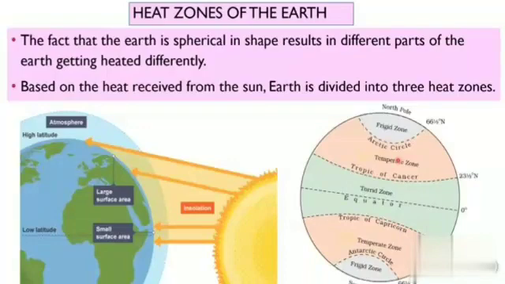Here, next topic, heat zones of the earth. The earth is spherical in shape, so different parts of the earth get heated differently. Based on the heat received from the sun, the earth is divided into 3 heat zones, right?